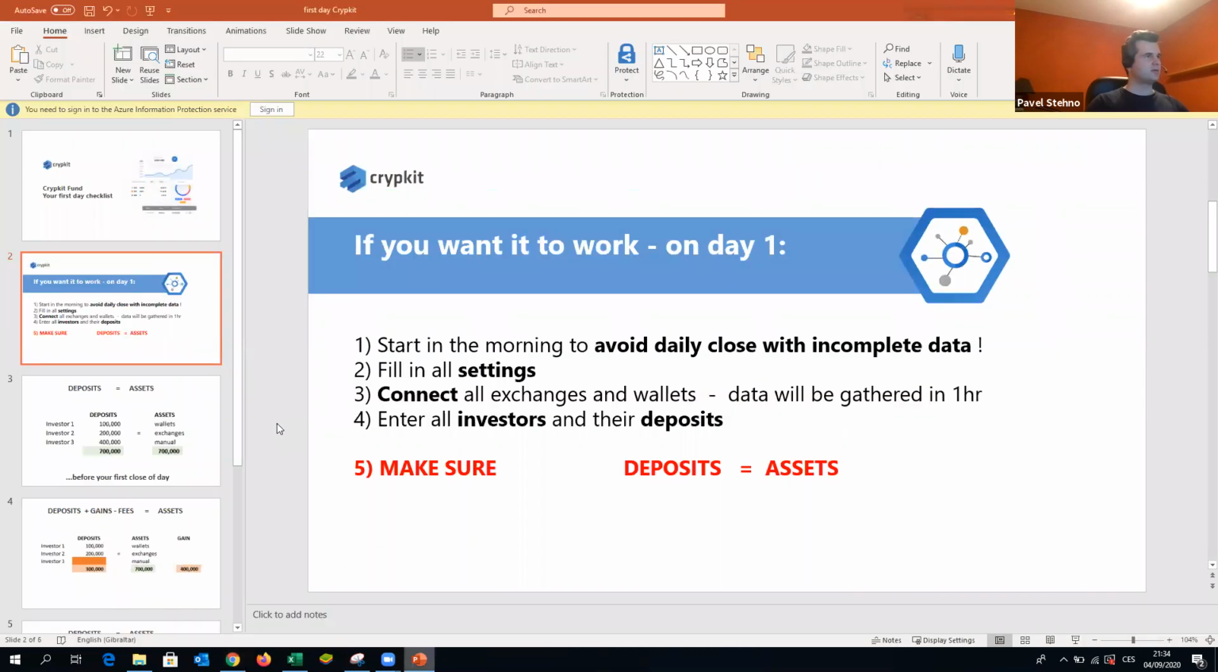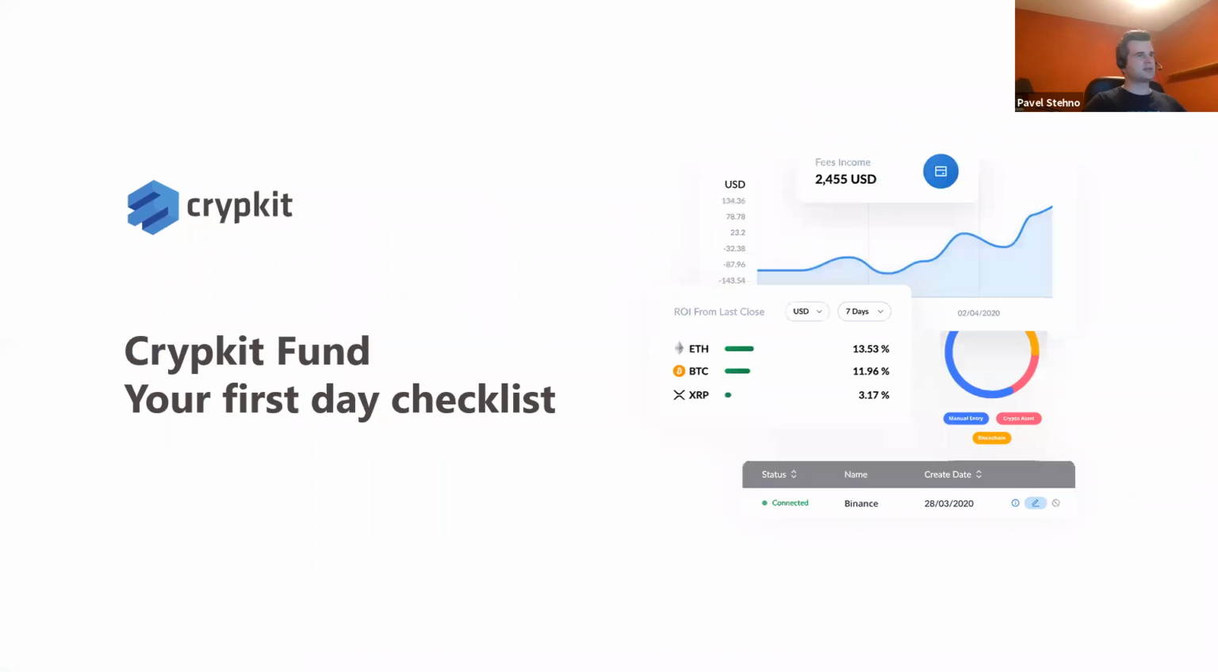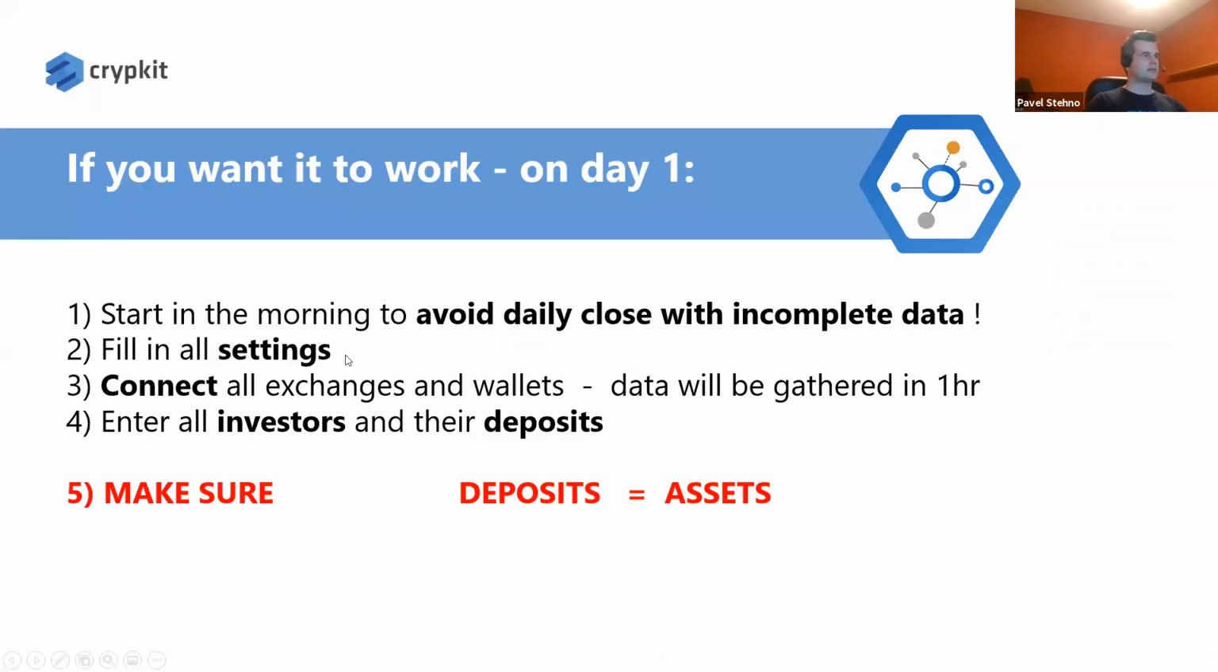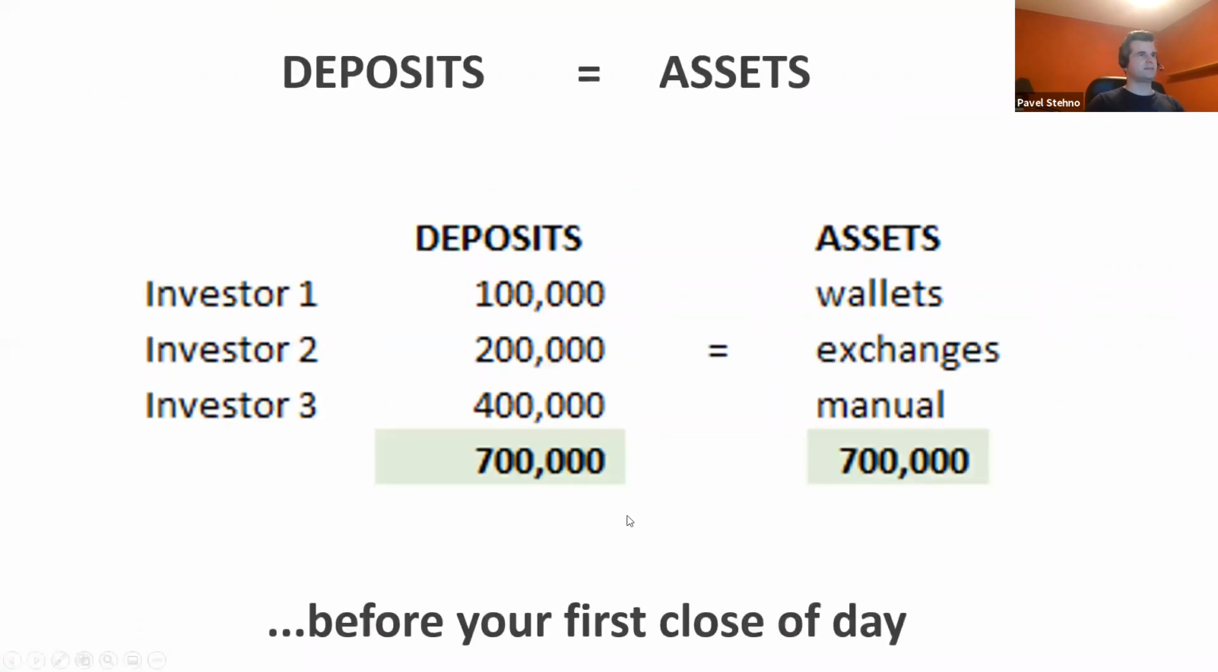So let me now come back to this presentation. So we said start early, fill in everything, do your settings, connect exchanges, wallets, manual entries, enter all investors and deposits, make sure deposits equal assets. So if you've done everything correctly, you will have a match between the total value of deposits created and the total value of assets tracked in your portfolio.